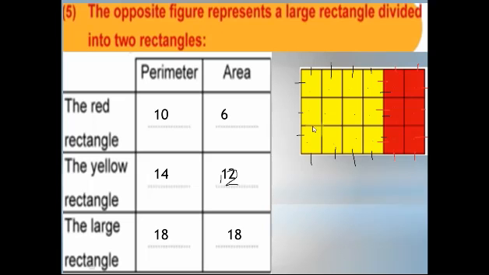If you look, you will find that the perimeters for the yellow and the red, if you add them together, 10 plus 14 equals 24. But the perimeter for the large one equals 18. So the sum of the two perimeters does not equal the large one. But if you look here, 6 plus 12 equals 18. So the sum of the areas of the two rectangles equals the area of the large one.